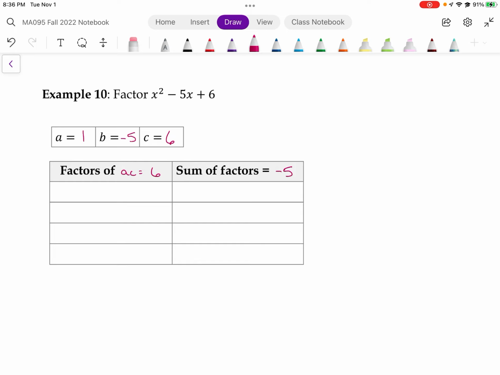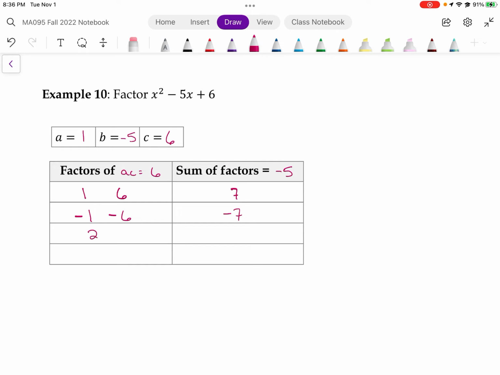All right, so factors of 6: 1 and 6, or we could do negative 1 and negative 6. And how do I know I'm going to have to use negatives? Well, my answer needs to be negative. So how am I ever going to get a negative out of two positives? So I'm going to have to deal with negatives here. So the sum of the first one is 7. The sum of the second one is negative 7. That's not it.